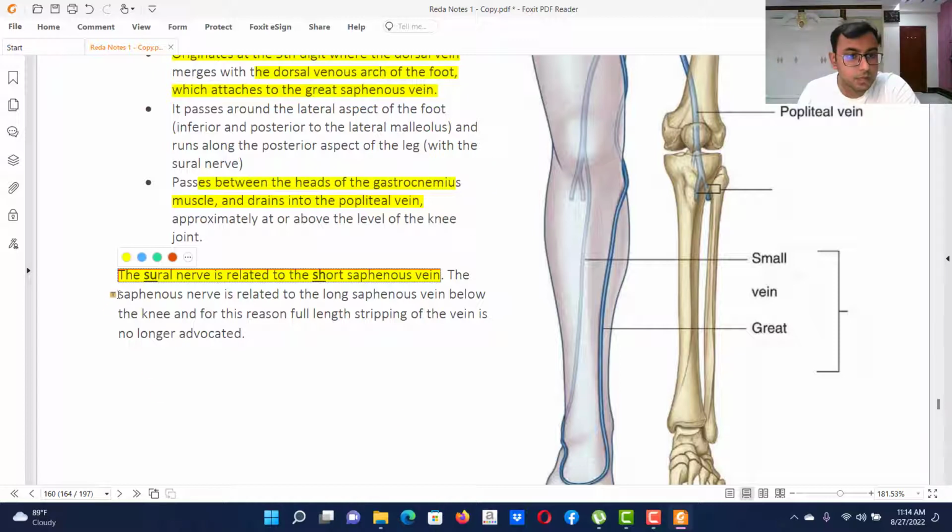So the saphenous nerve is related to the long saphenous vein below the knee, and for that reason full-length stripping of the vein is no longer advocated. That's why the full vein is not removed, because during this the nerve is usually injured.